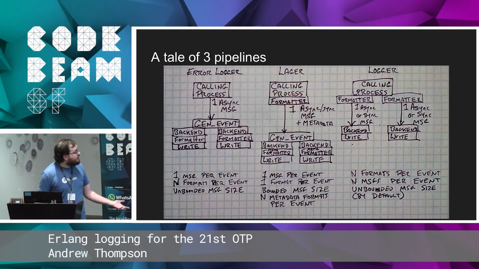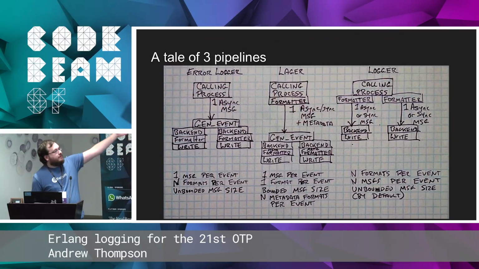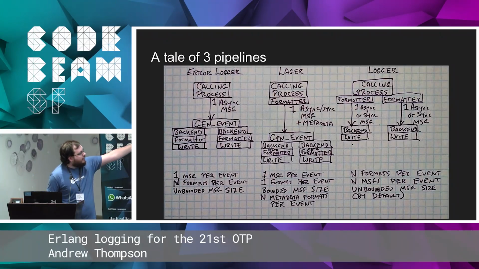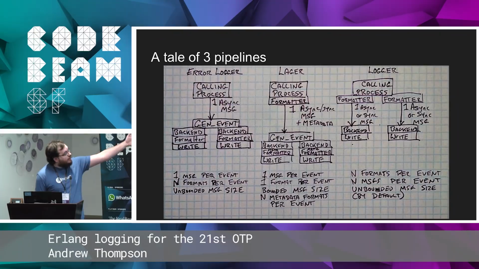So you only have one message per event, but you do have n formats per event, and the message size is unbounded. So you potentially are sending a very large message, and then you are doing unbounded formatting in the memory space of the gen event handler. If that takes a long time, then you have the mailbox growing because all this other stuff is backing up behind it. Yeah, so you can see how that would fail under load. So then Logger: the formatting is done in the calling process once. Then we send a single asynchronous or synchronous message, depending on the overload state and the metadata, to the gen event.